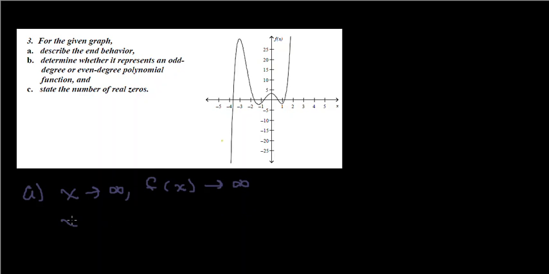And when x approaches negative infinity, we're saying as you go further and further down, it looks like it's just going down forever. So f of x must be going towards negative infinity. Alright, check. Oops, sorry. There we go. Determine whether it represents an odd degree or even degree polynomial.